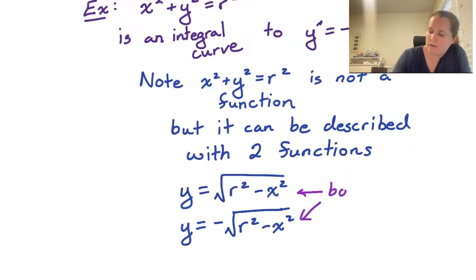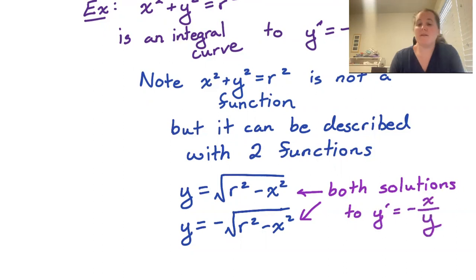So these are both solutions to y prime equals negative x over y. So that is sort of what an integral curve is referring to. It can't itself be considered a solution function because it's not a function, but each of the pieces of it are solutions. So there is your basic vocabulary. In the next videos, we will check for solutions and solve some very basic differential equations.